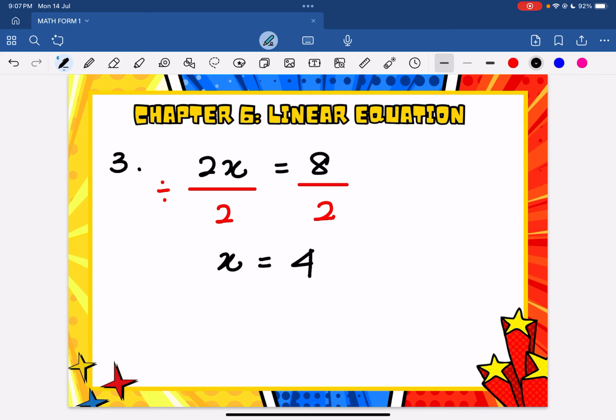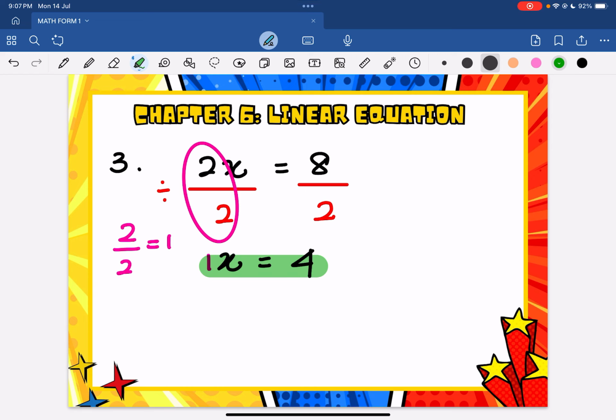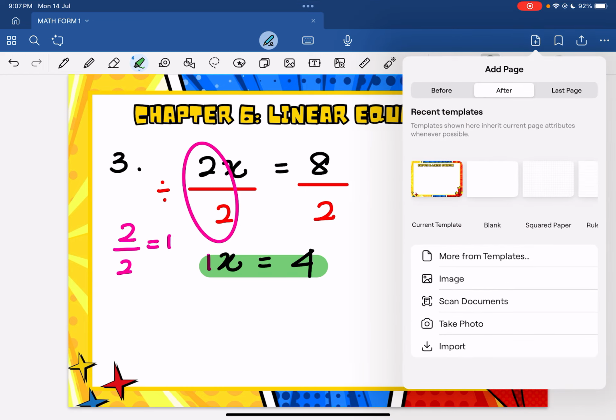4. Why only x? Because look carefully here. 2 divided by 2 is 1. 1x equal to 4. So that's why only x is left. Okay. And the last one.